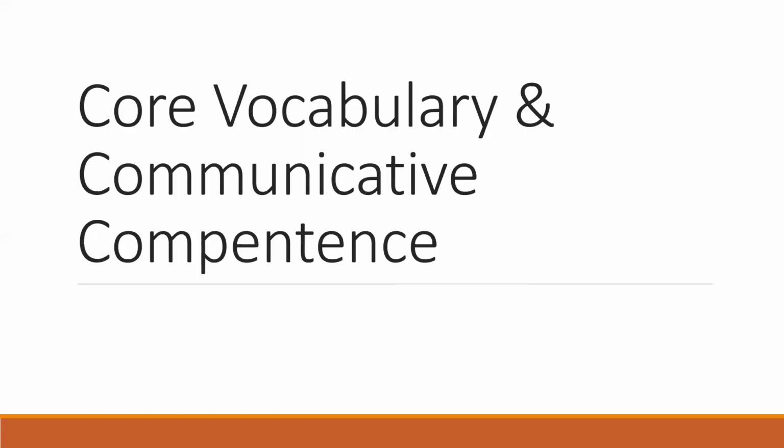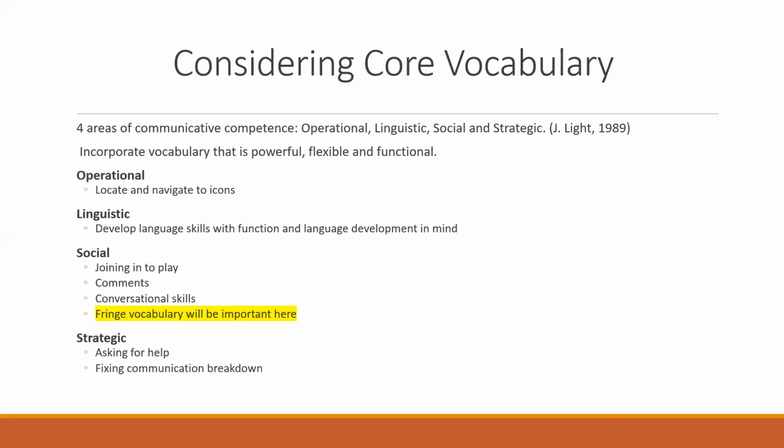So now we're going to take a concept that we discussed before, and that's the core vocabulary, and we're going to apply it to communicative competence. So we know that we have these 4 areas of communicative competence. Again, it's operational, linguistic, social, and strategic. And these were outlined by Janice Light in 1989, and you have that article there.